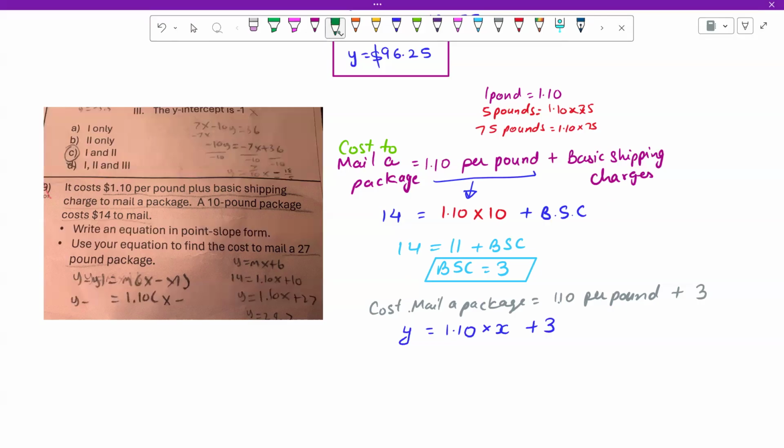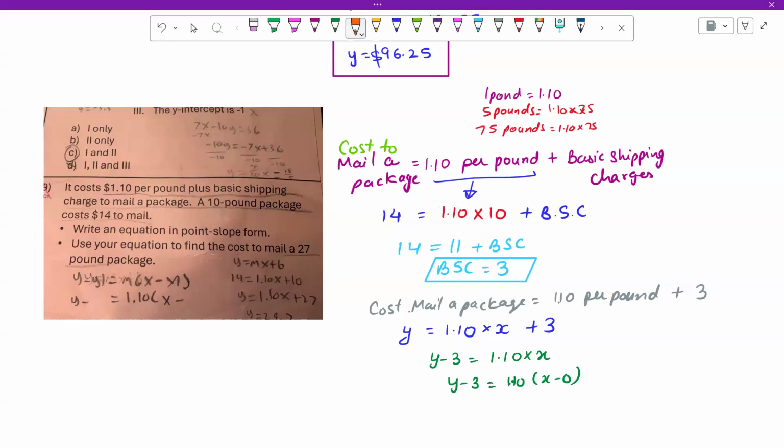Now this is slope intercept form. We don't want that, we want point slope form. Just take the 3 to the other side. So y minus 3 is equal to 1.10 times x, which we can write as y minus 3 equals 1.10 times x minus 0. Simple. It became point slope form. So the essence is: make the intercept form, move the intercept to the other side, and it becomes point slope form. Any questions till here?